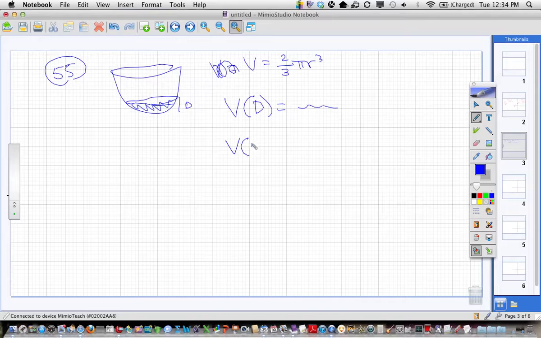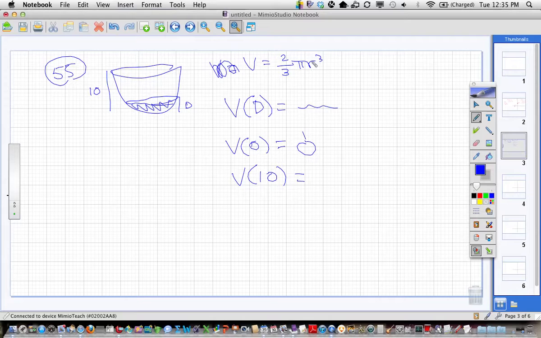So when they ask for V of 0 in part A, what are they asking for? The volume when the depth is 0, right? They want the volume when the depth is 0. Well, of course, that would be 0. There's no volume. And when they ask for V of 10, they want the volume when the depth is 10, right? Well, this whole thing is a height of 10. So that means it's full, right? So what's the volume when it's full?